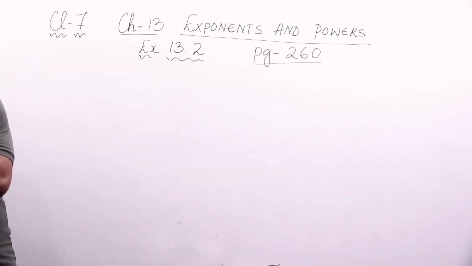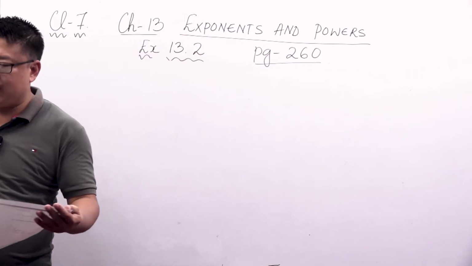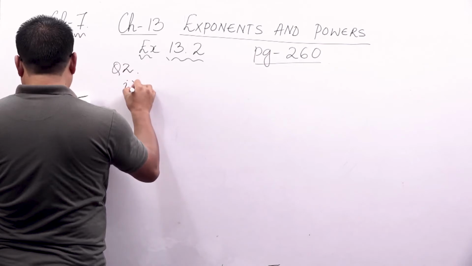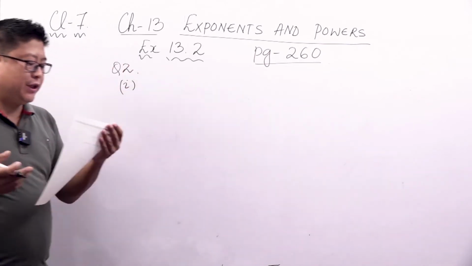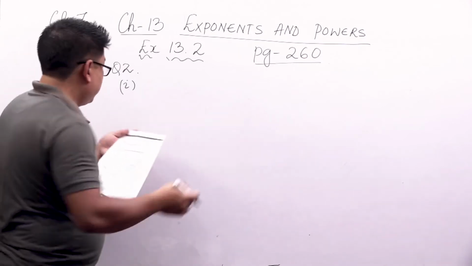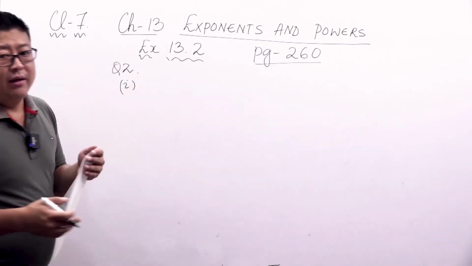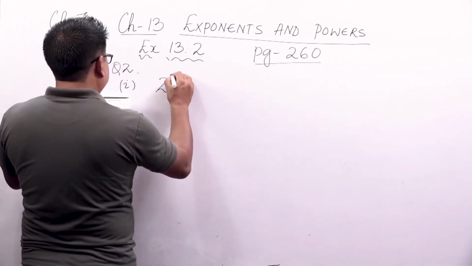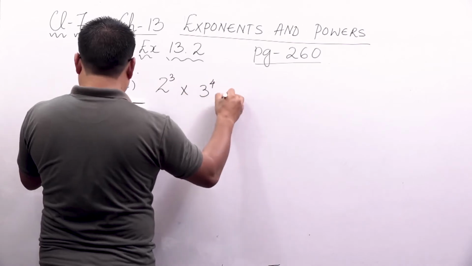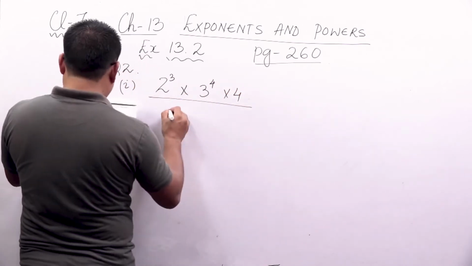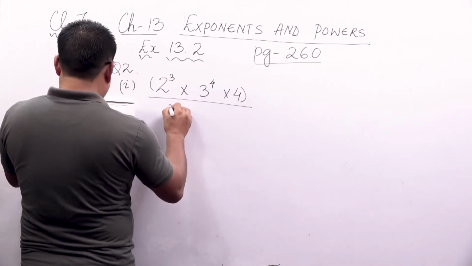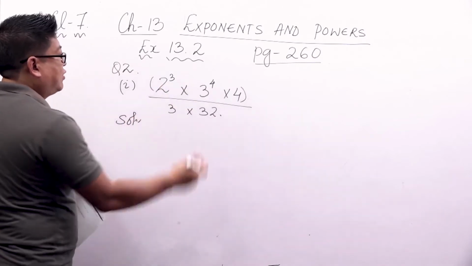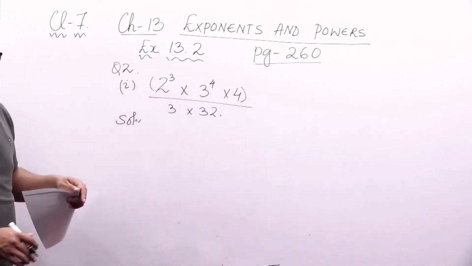Let's do the next question. The next question is question number 2. Question 10 I'm leaving for you. Let's move on to question number 2. Here the question reads, simplify and express each of the following in exponential form. So simplify first and then we will express each in exponential form. So let's look at the question: 2 to the power 3 into 3 to the power 4 into 4 by 3 into 32. All right. So this we have to simplify and show in exponential form.